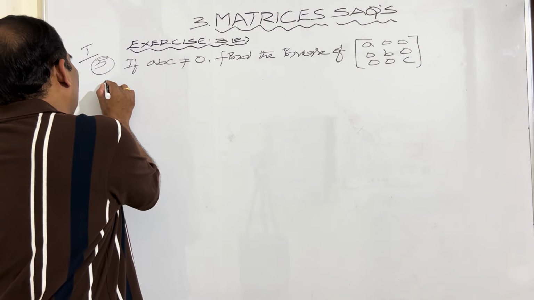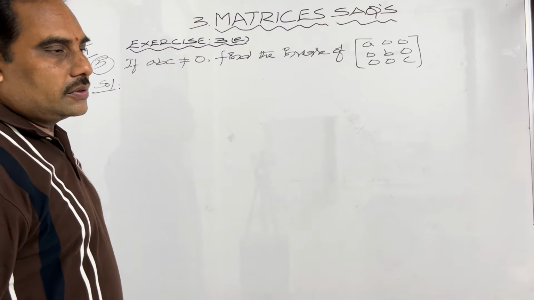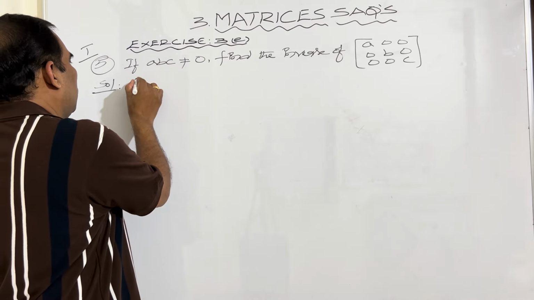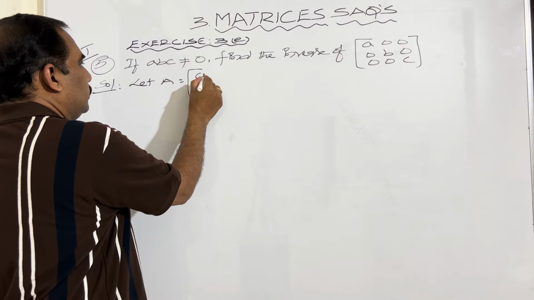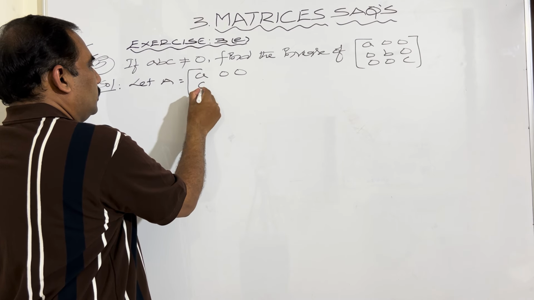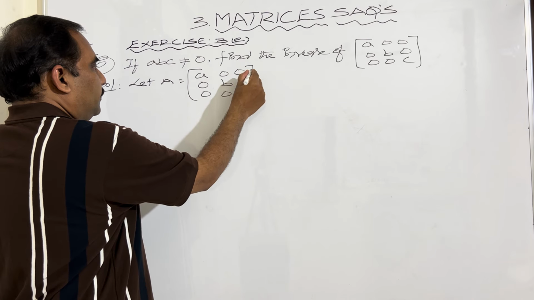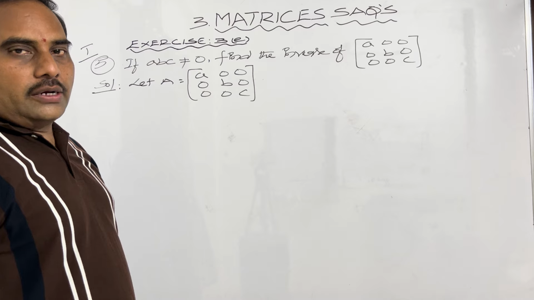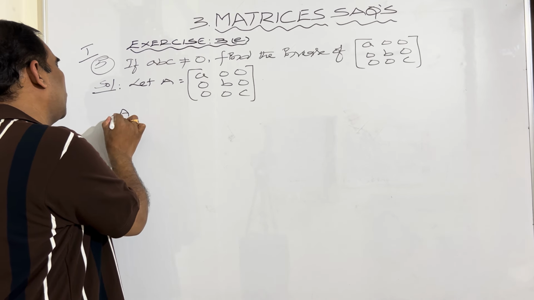See, it is also very important. Now how can you find the inverse of this matrix? Given that A is equal to the given matrix, a diagonal matrix with A 0 0, 0 B 0, 0 0 C. To find the inverse, first you have to find the determinant of A.